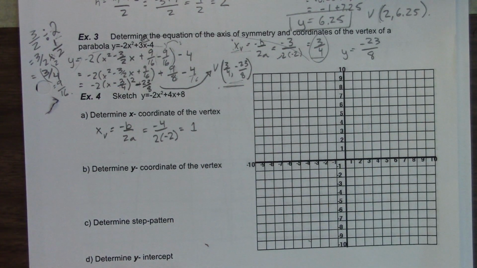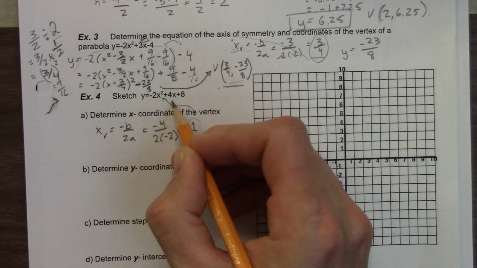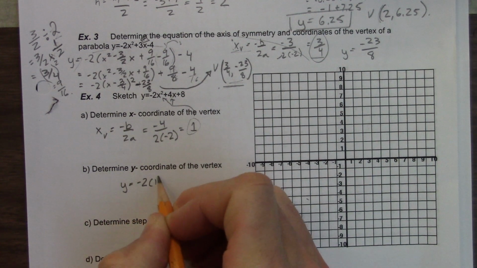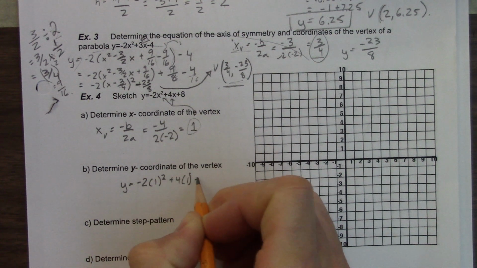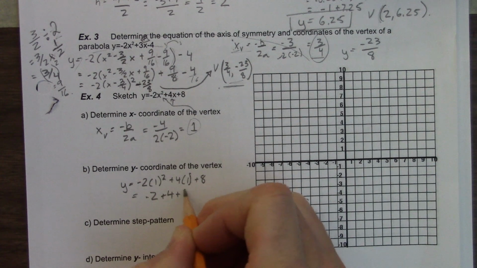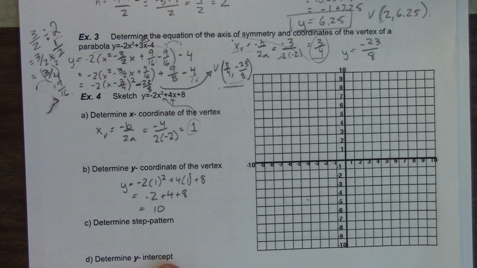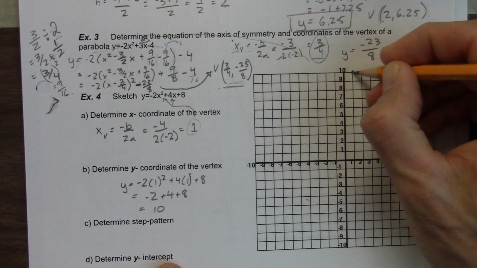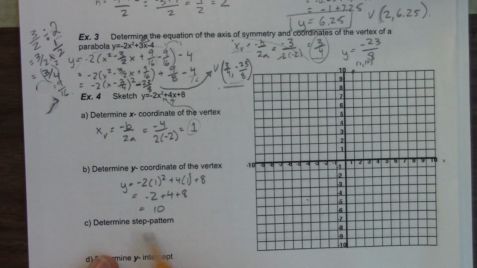Determine the y coordinate of the vertex. So we're going to take that 1 and sub it in for x here and here. And we get y equals negative... y is equal to 10. Okay, so our vertex is (1, 10) all the way up here. (1, 10).